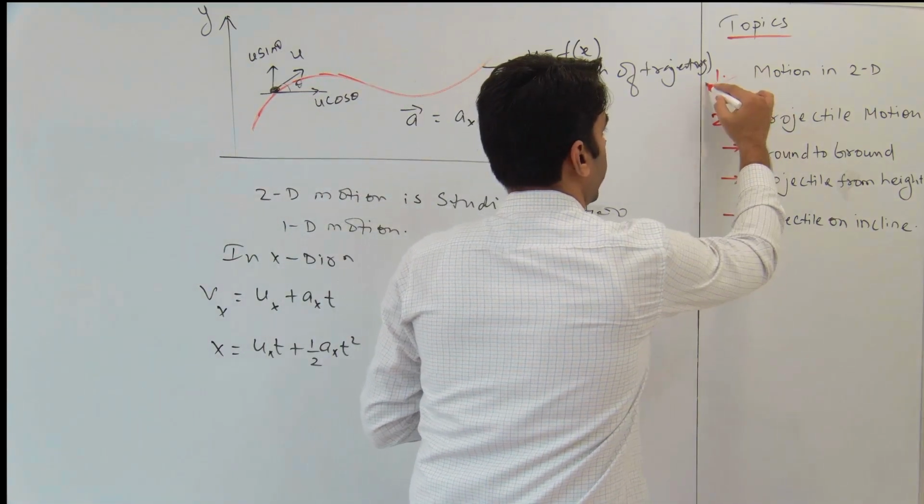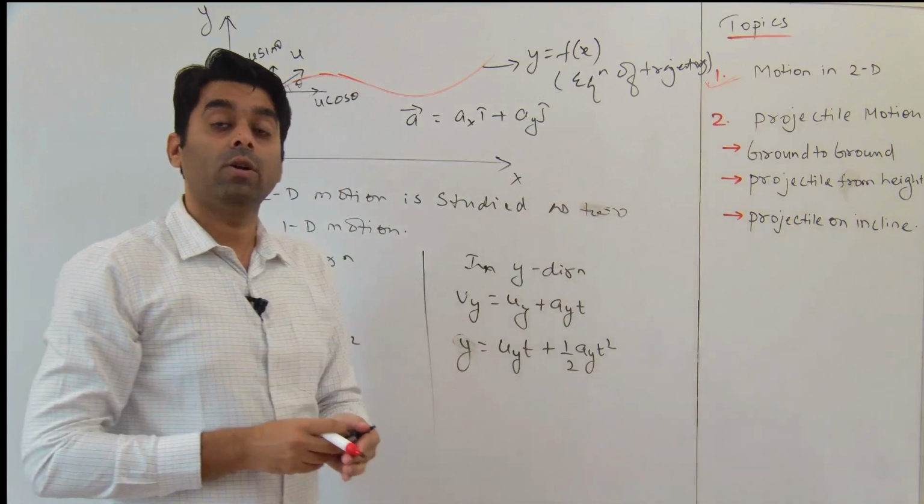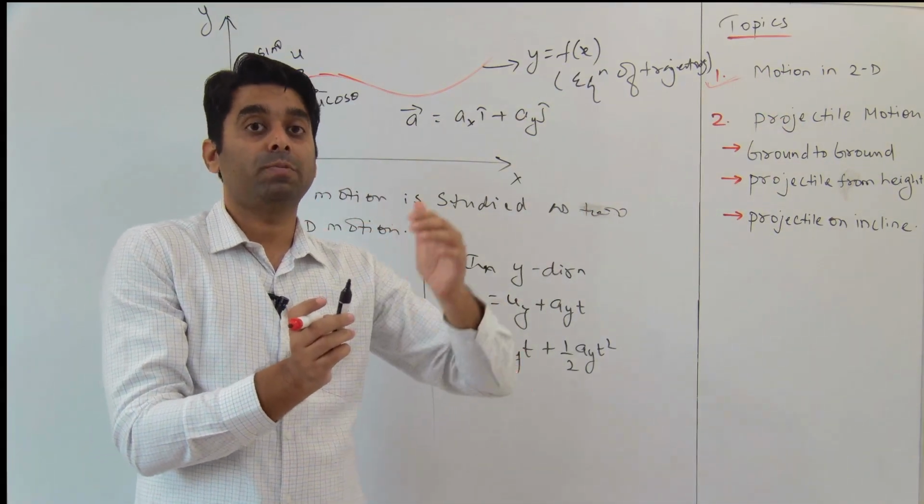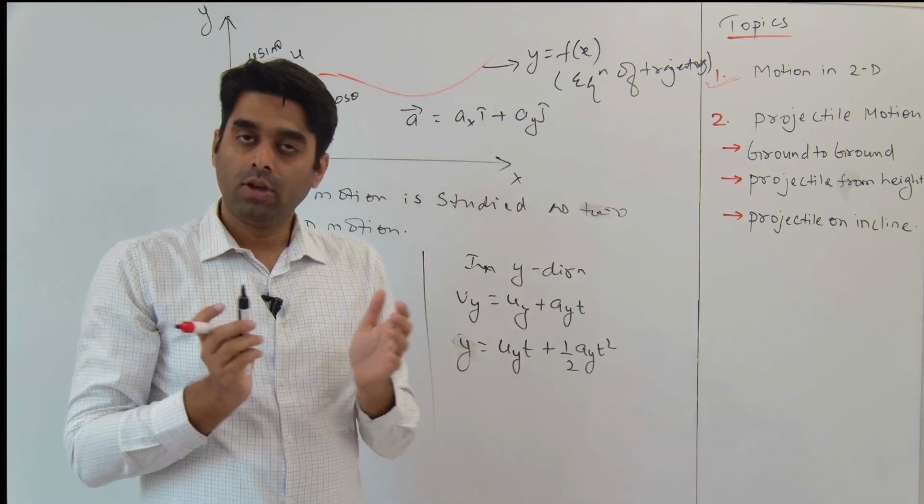Now let us move ahead and look at projectile motion in detail. Projectile motion is 2-dimension motion only, it's 2D only. It is a special case of 2D motion. So let us see it in detail.